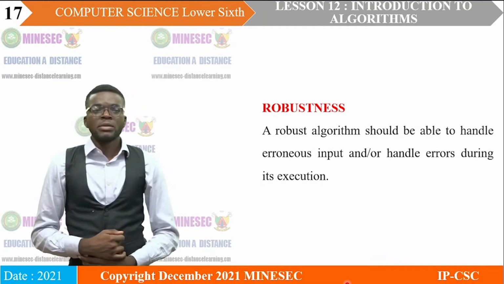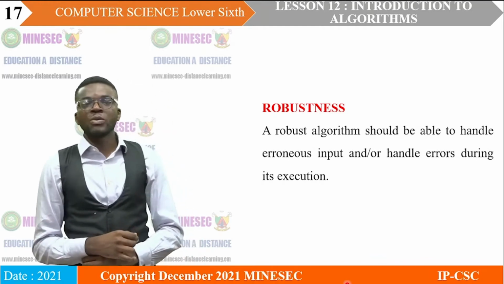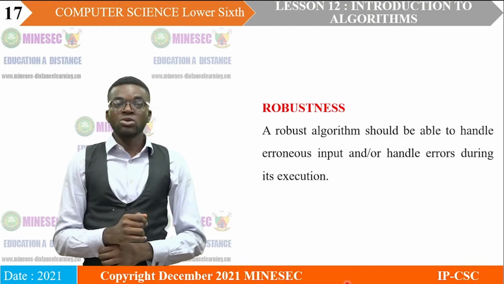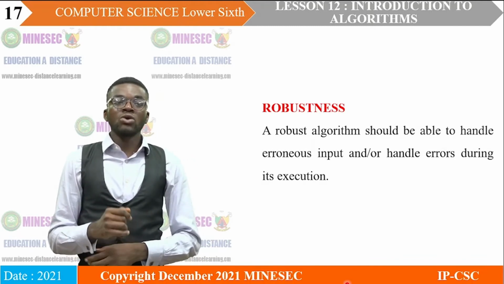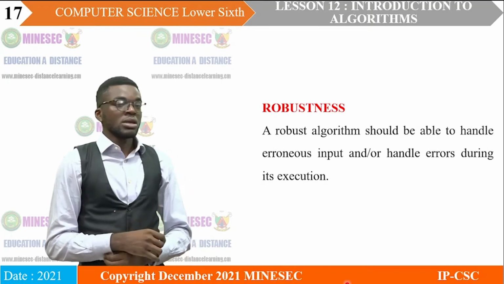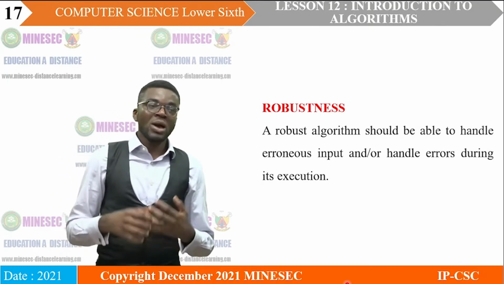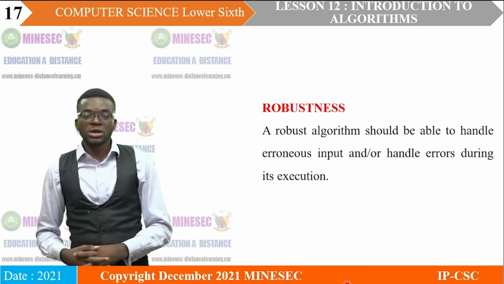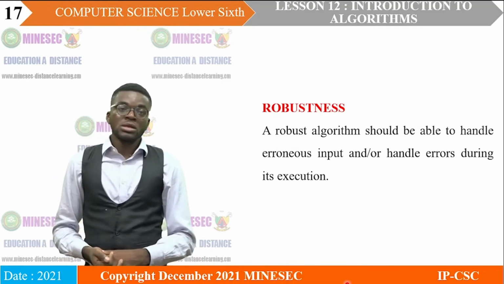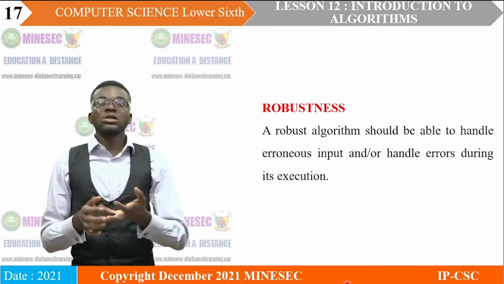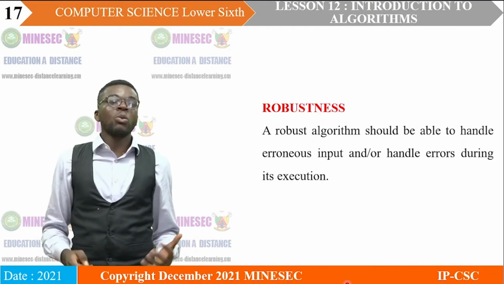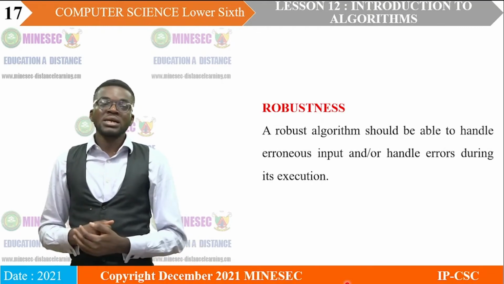Robustness. A robust algorithm should be able to handle erroneous input or handle errors during execution. So the algorithm should be able to handle mistakes made by the user of that algorithm. That is, if a user makes a mistake, the algorithm should be able to handle that mistake. The algorithm should not stop working because of a mistake.